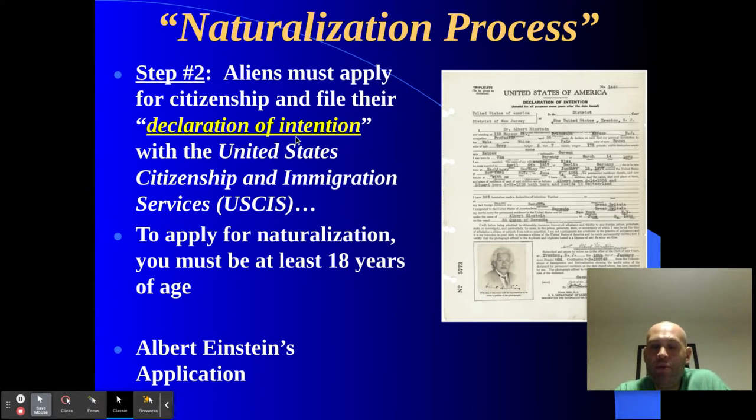Step two is you have to apply for citizenship. In order to apply, you must be 18 years old. This is actually Albert Einstein's application. He had his green card. He was over 18 years old, and he applied.